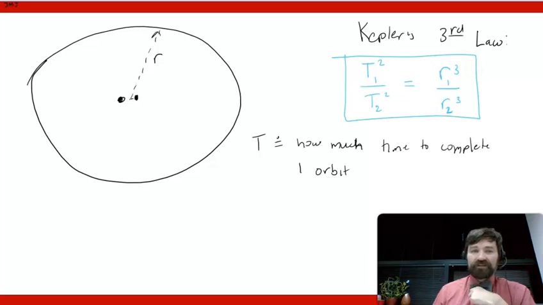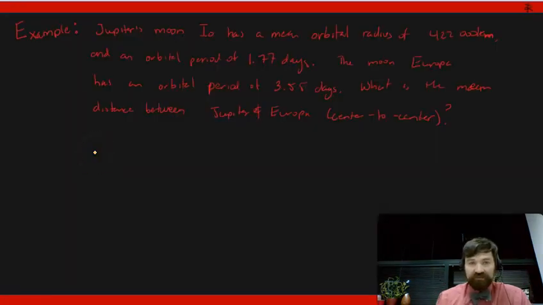So then you get Kepler's laws, and then from Kepler's laws, Newton was able to build his synthesis of Newtonian gravitation. All right, as a brief example for this video, we have Jupiter. Jupiter has 4 Galilean moons, Io, Europa, Callisto, and Ganymede. So the two innermost ones are Io and Europa. Io has a mean orbital radius of roughly 422,000 kilometers and an orbital period of 1.77 days. And Europa has an orbital period of about 3.55 days. So we want to know what is the mean distance between Jupiter and Europa.